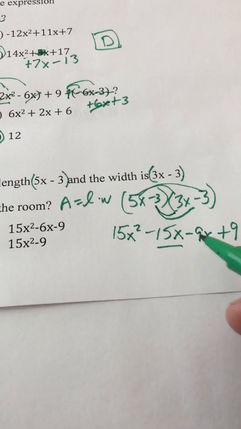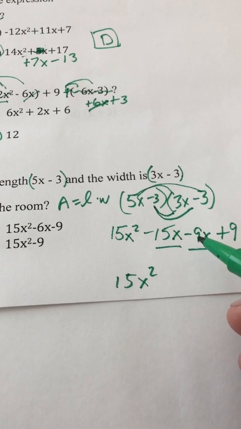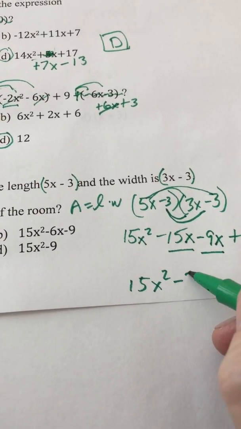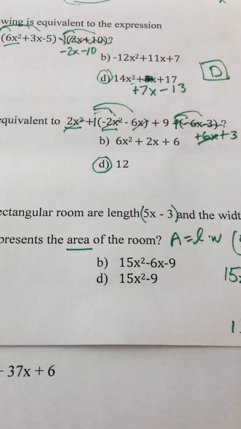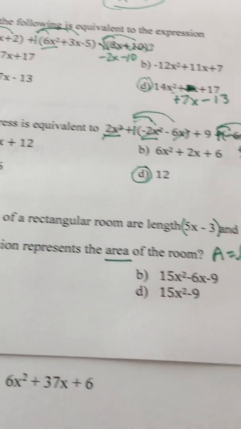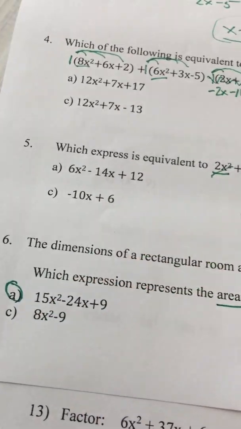Parentheses are gone. Combine your like terms, which are these two. This is still 15x squared. Negative and negative, bad guys and bad guys, means I have a negative 24x. And I still have the plus 9 on the end. So I am looking for the 15x squared minus 24x, yep, and plus 9, yep, making sure all the signs are right. So A was the right one on that.